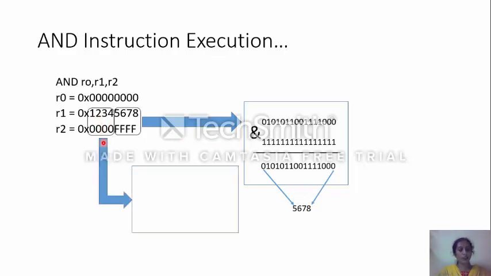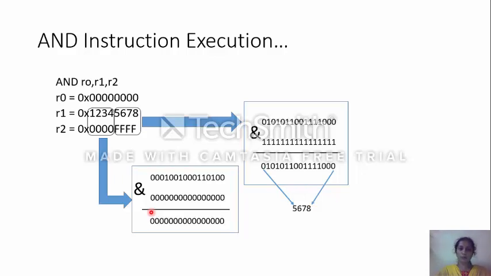Here it is ANDed with 0. So how will it work? 1234 in binary ANDed with 0000. That is, a bitwise AND operation is performed here, and the result will naturally be, if you AND anything with 0, the result will always be 0. So you are getting the answer as 0000.